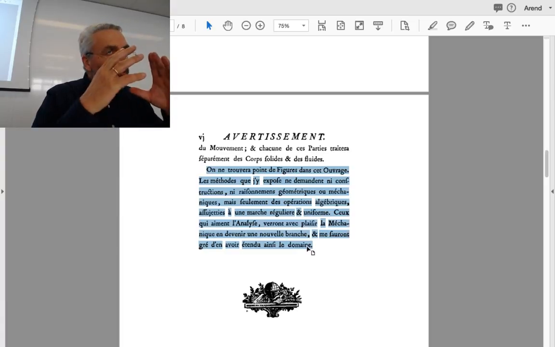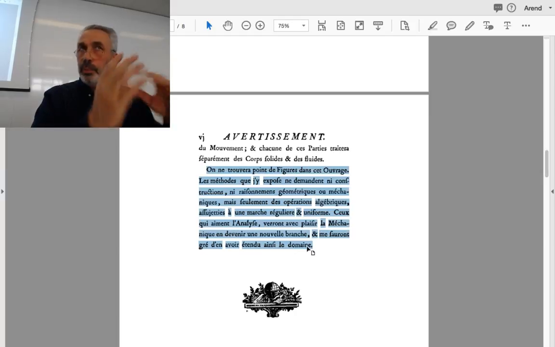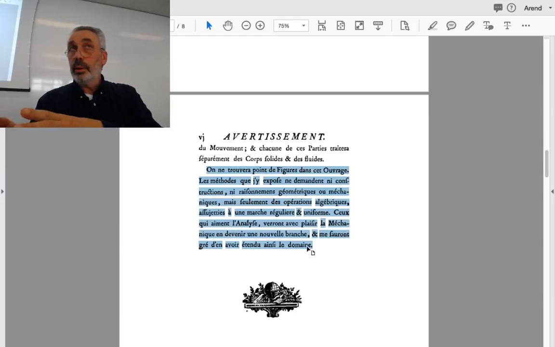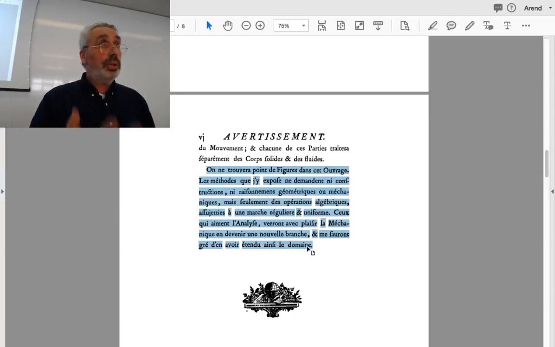So he makes an enormous leap from geometrical reasoning to algebra. No figures in the book. And if you check the book, and there's a nice English translation here in the library, indeed, there are no figures. It's only text and formulas, and that's it. And that's about mechanics.